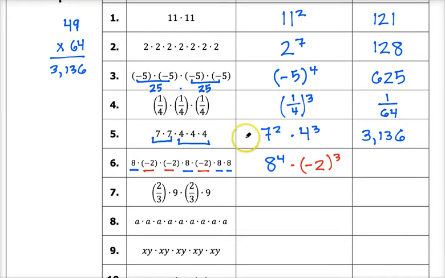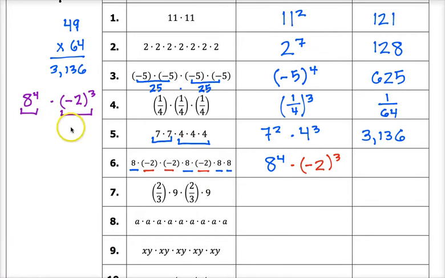Okay, so in order to find the value of that, you have to figure out, first of all, what 8 to the fourth is. And then once you figure out what 8 to the fourth is, you have to figure out what negative 2 to the third power is. I want you to think about for a moment what negative 2 to the third power would be. Think about, is that positive or negative, and what the value is. Okay, so I'll give you a moment to do that.